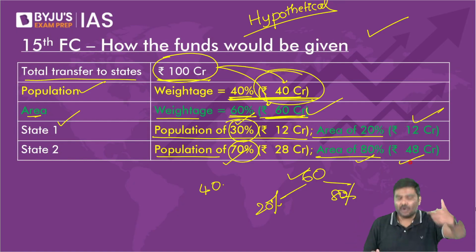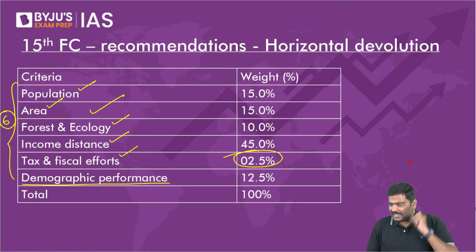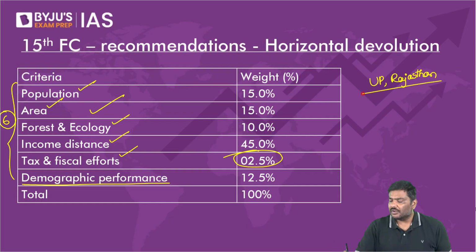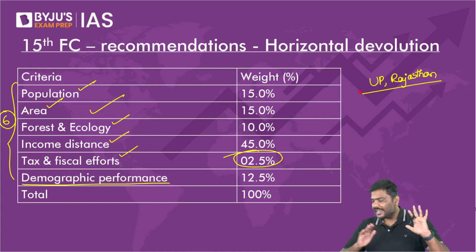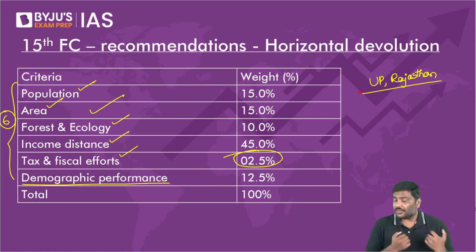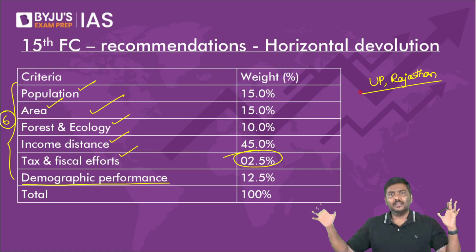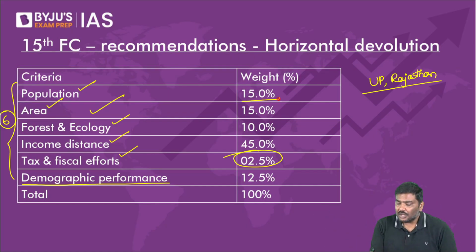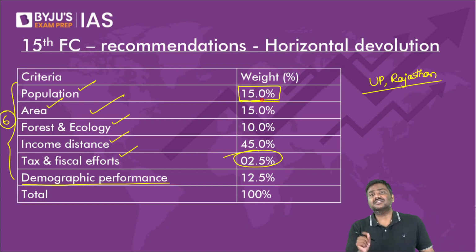Now, please tell me, if you apply this same logic, don't you think states such as UP, Rajasthan, Maharashtra for that matter, will get a lot of money because of the Finance Commission recommendation? Why? Please look at the population weightage. 15% weightage is given.